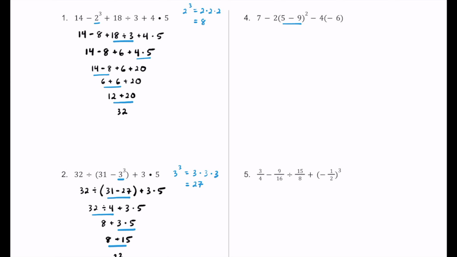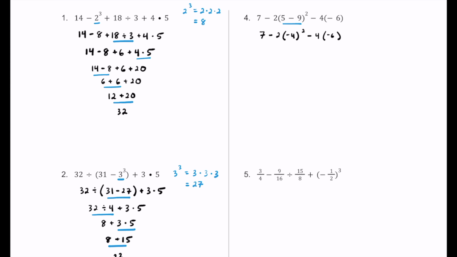Now, hopefully subtraction of 2 positive numbers is getting a little bit easier. If 9 minus 5 is 4, then 5 minus 9 is going to be -4. So we're going to start there. So it's going to be 7 minus 2 multiplied by a -4 squared. And we're going to subtract 4 times -6.